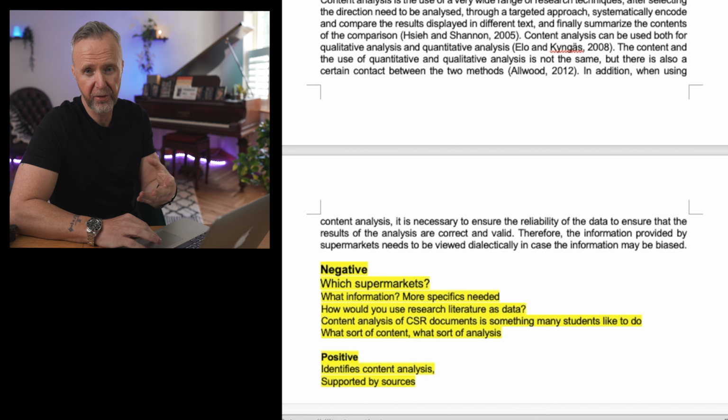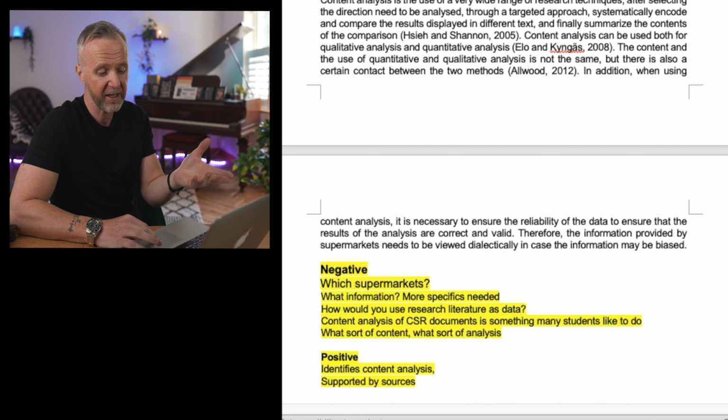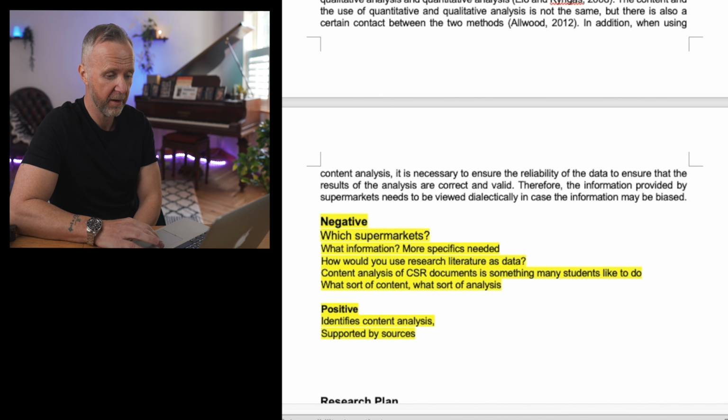There's various levels of discussion that you can have using some sources at this stage to have a little bit of discussion about content analysis, how you would do it, what type of content analysis. Some of the positives, they have identified an analytical method in content analysis, so that's good to see, and it is supported by sources in that area. But I just think there could be a greater overview about what they are going to do and how they are going to do it.